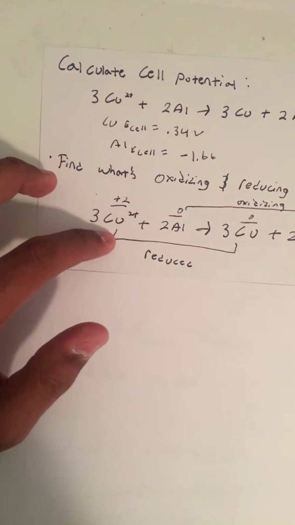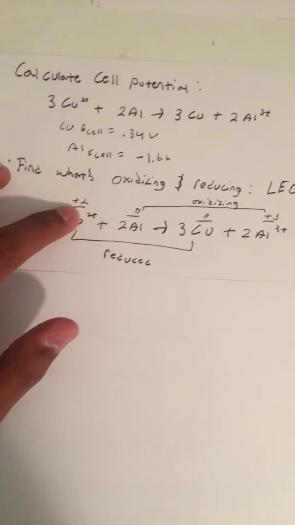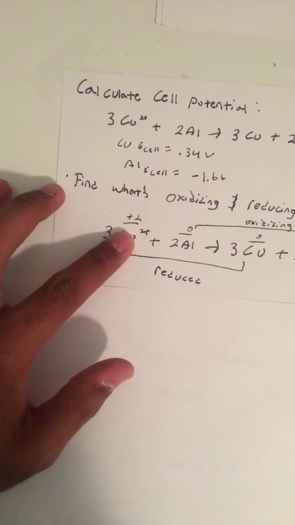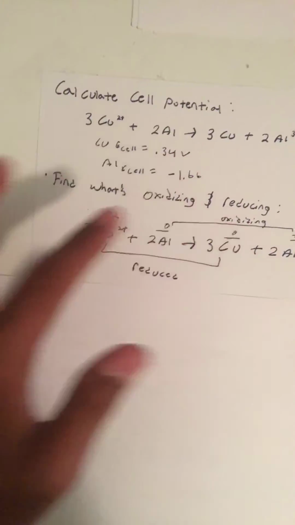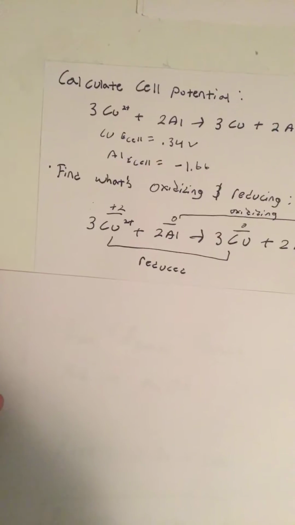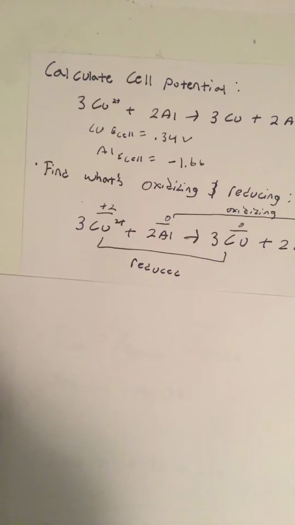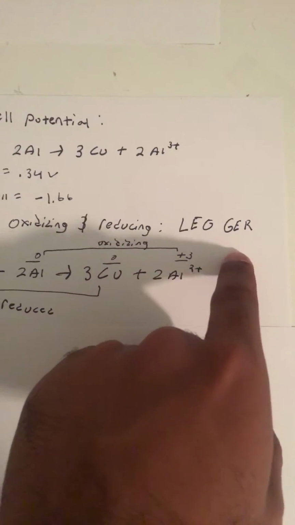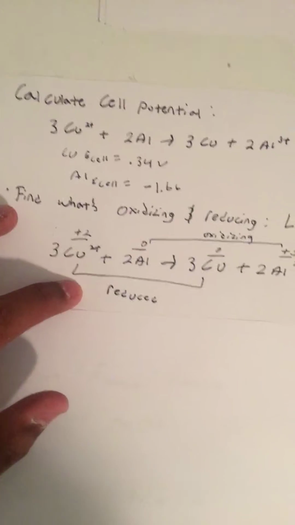So copper, let's look at copper first. It went from +2 to 0. It went from a positive number to a neutral number. Therefore, it went back on the number line. So it went negative, and of course, electrons have a negative charge, so it gained electrons. And remember, LEO says GER states that gaining electrons is reduced, therefore making this what's being reduced.